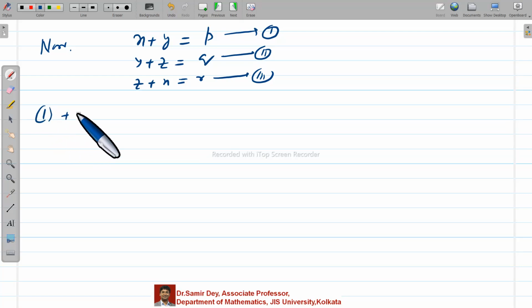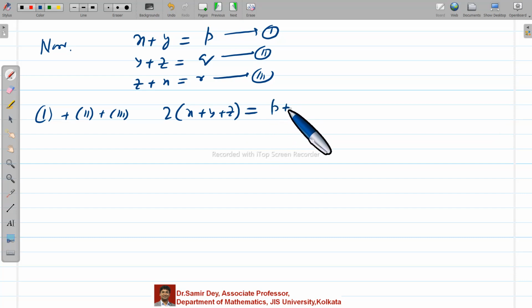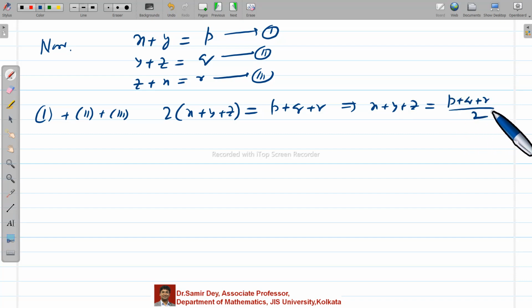If I add 1 plus 2 plus 3, the ultimate objective is to eliminate x, y, z. So if I add all together, it will be 2 times (x plus y plus z) is equal to p plus q plus r. So from here we may write x plus y plus z is equal to (p plus q plus r) by 2. If I consider this as number 5, 4 I have already considered.